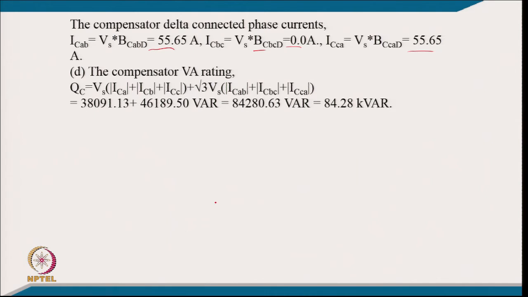The compensator VA rating is the phase voltage multiplied by the 3 phase currents for the star equivalent, plus the line voltage multiplied by the absolute value of all the 3 line currents of the compensator. So, putting in the values, it comes to 84.28 kVAr compensator rating.